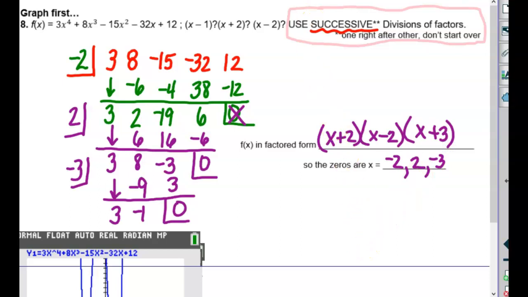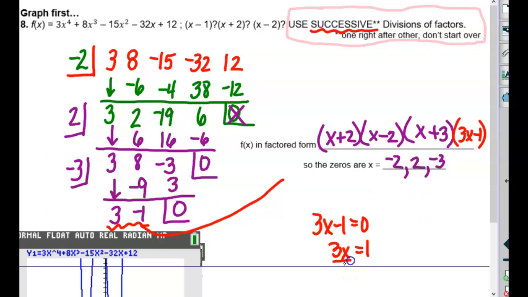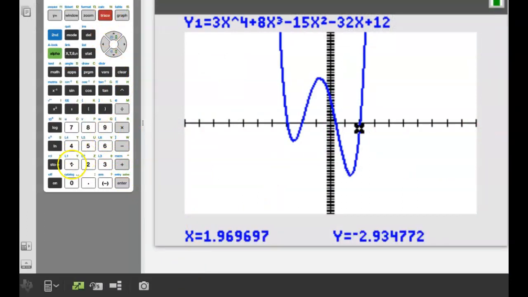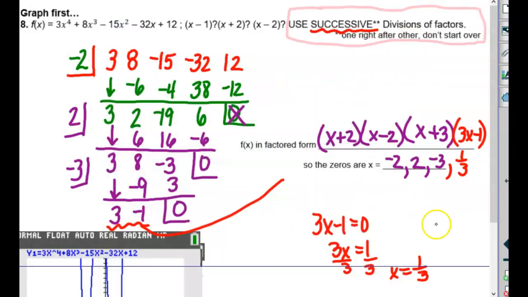What was the leftover polynomial we had? 3x minus 1. Okay, that was this guy at the end. And if we set 3x minus 1 equal to 0, we get 1/3. So we found one that wasn't quite so nice at the end. If we still had it pulled up, we could type trace 1 divided by 3 as a fraction, and it should come out exactly 0, or some silly approximation from calculator error.